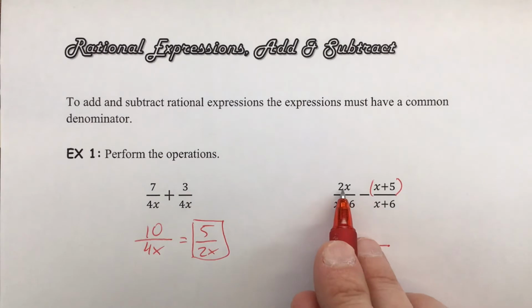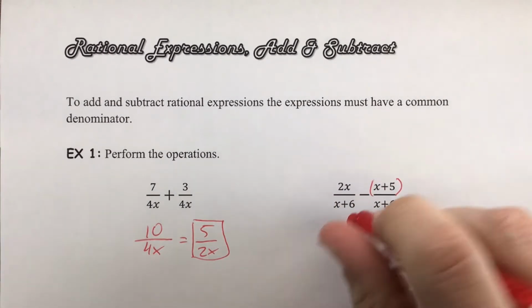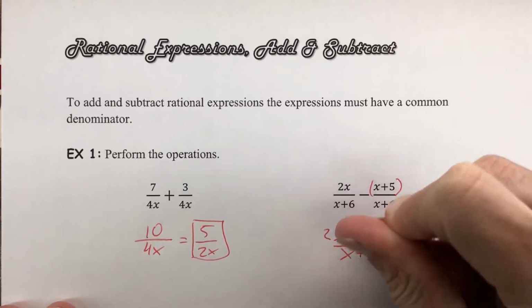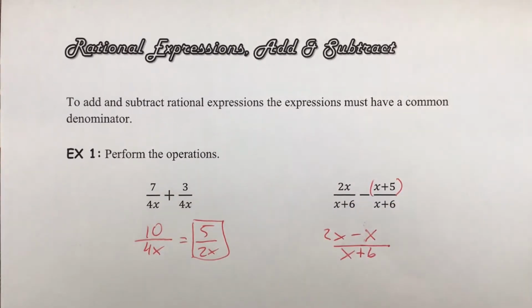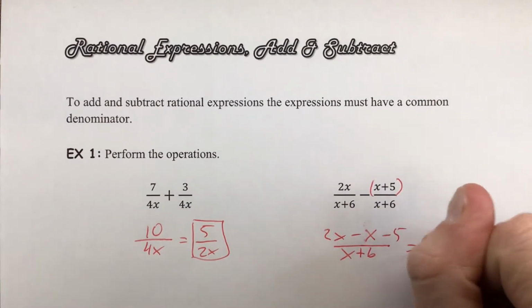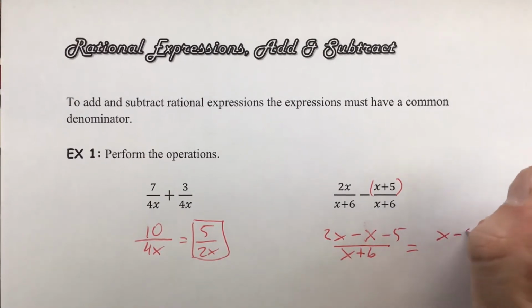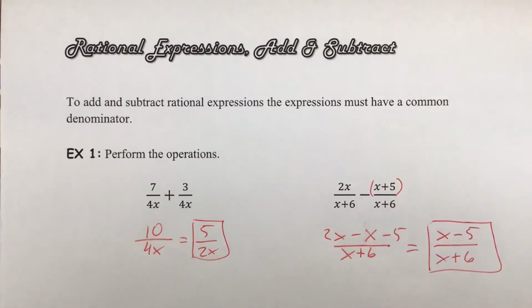So we are going to get 2x minus x, which of course is just going to become x. But you also have a minus 5. Then all cleaned up it is going to be x minus 5 over x plus 6. That distribution is the most important part of this problem.